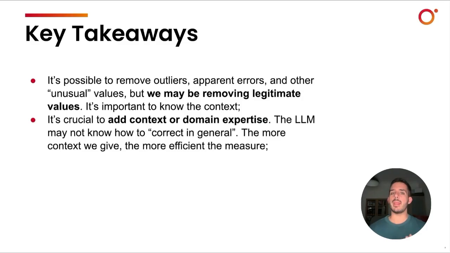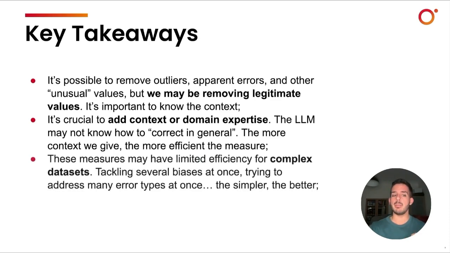Then it's crucial to add context or domain expertise, because the LLM may not know how to correct something in general if it doesn't know the formats, the meanings, the context, and so on. The more context that you give an LLM, the more efficient the measure that it's going to take, right? Whether it be an analysis or actually fixing errors. And remember the flip side of this, the less context that it has, the less efficient that analysis is going to be. Then, these measures may have limited efficiency for complex data sets.